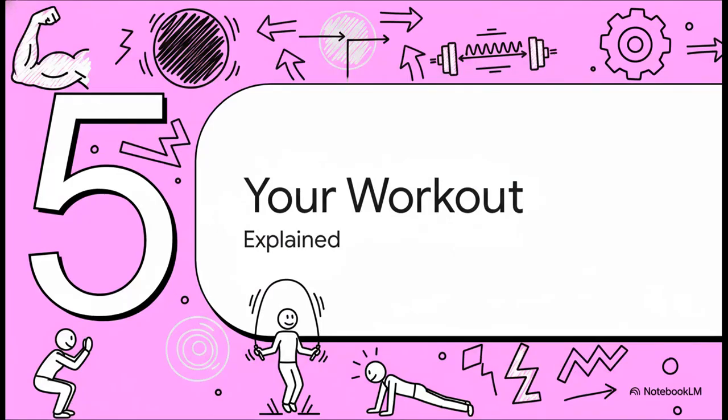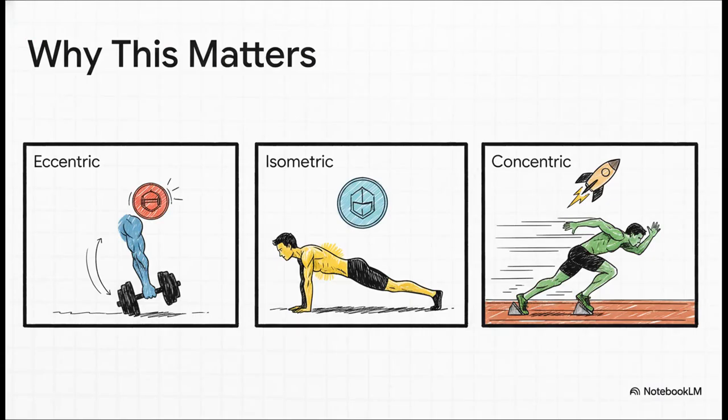So there you have it, isotonic, isometric, and isokinetic. We've gone through the definitions, we've seen some examples, but let's get to the real question. Why does any of this actually matter to you? How does this apply to your life? Well, understanding this stuff helps you train so much smarter.